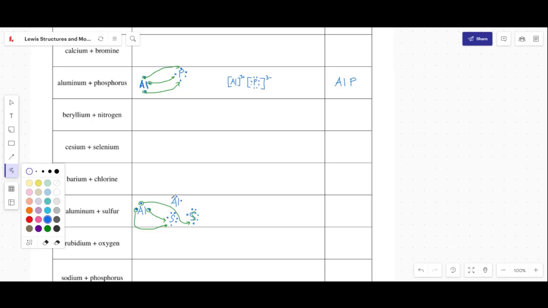So this aluminum has 1, 2, 3 valence electrons, okay? So now this one, I'll use a different color for this. This aluminum can give its electron to this sulfur, but it still has 2 more valence electrons to give away. So I have to draw another sulfur. And that sulfur, of course, has 6 valence electrons, just like the other 2.